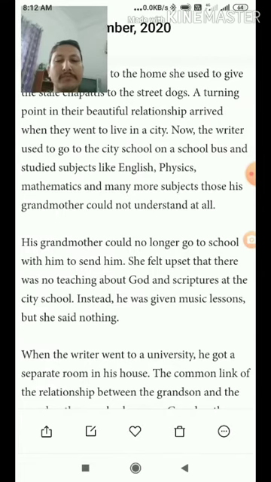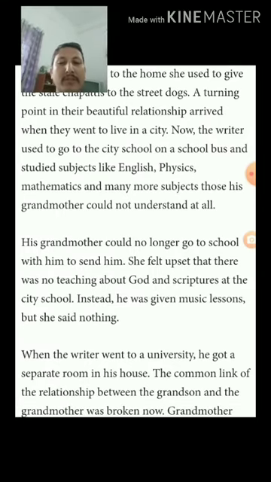When the writer, after completing his school, went to study in a university, he got a separate room in his house because he had to study a lot. The grandmother could no longer be with him in the room. The common link of the relationship, the bond, the friendship between grandson and the grandmother was broken now.